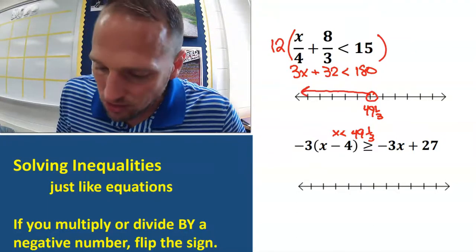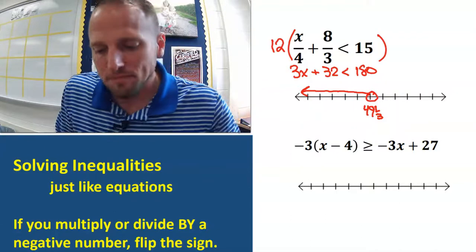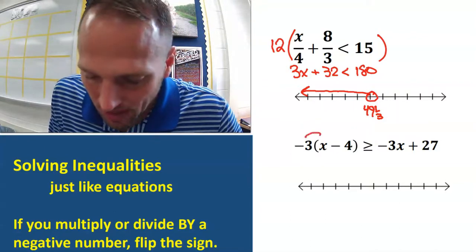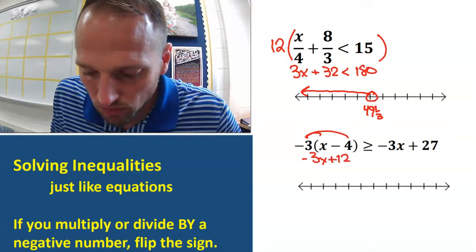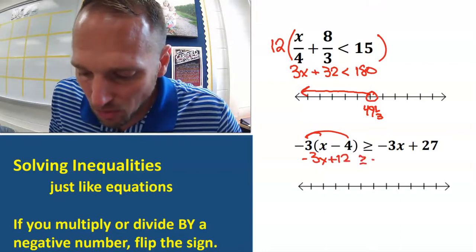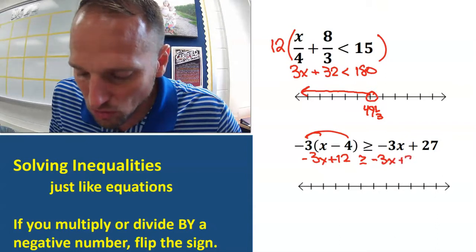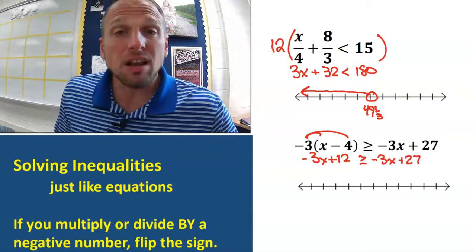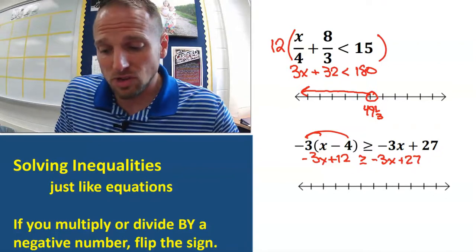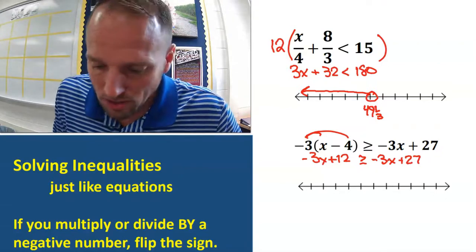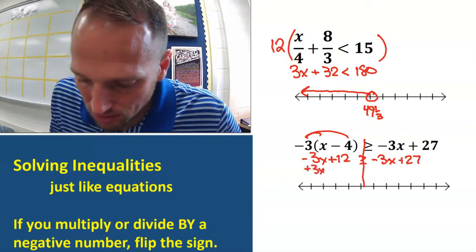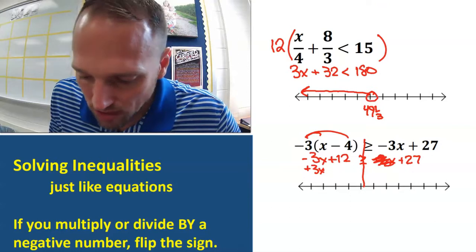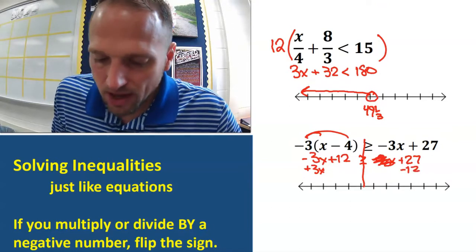All right, let's look at the next one. Can I erase that? Distributive property. Negative 3 times x is negative 3x. And then negative 3 times negative 4 is going to be a positive 12. And on this side, we'll have a negative 3x plus 27. Okay, so we've got letters on both sides, variables on both sides. Let's just take letters left, numbers right. Cross the line, change the sign. So let's add this 3x over here, so plus 3x. Maybe subtract the 12, minus 12. And what do we have?